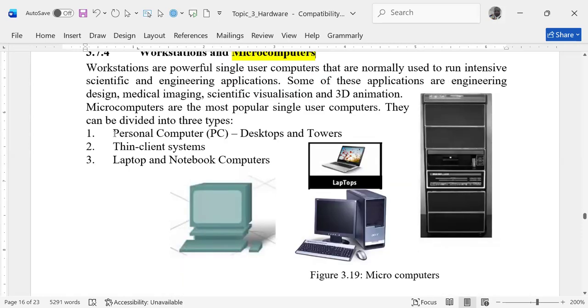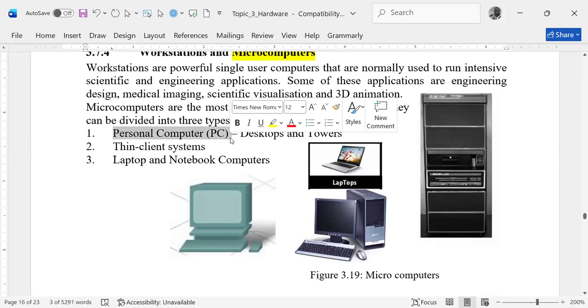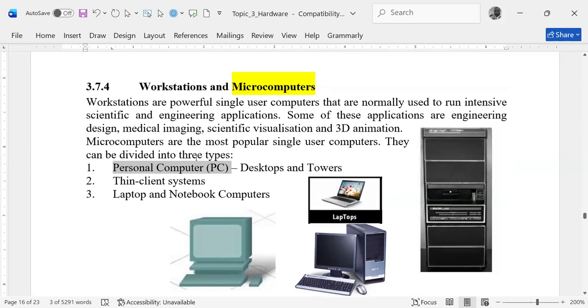Under the microcomputer, we have what's called the personal computer. And in the personal computer also, we have 2 types. We have the tower, and the tower is the one here. This is the tower where the long system unit is positioned somewhere, then the screen is also positioned somewhere. This is called tower computers. And this is called desktop computer. The screen is on top of the system unit. And we also have the laptops and notebooks. They are part of the microcomputers as well as thin client systems.